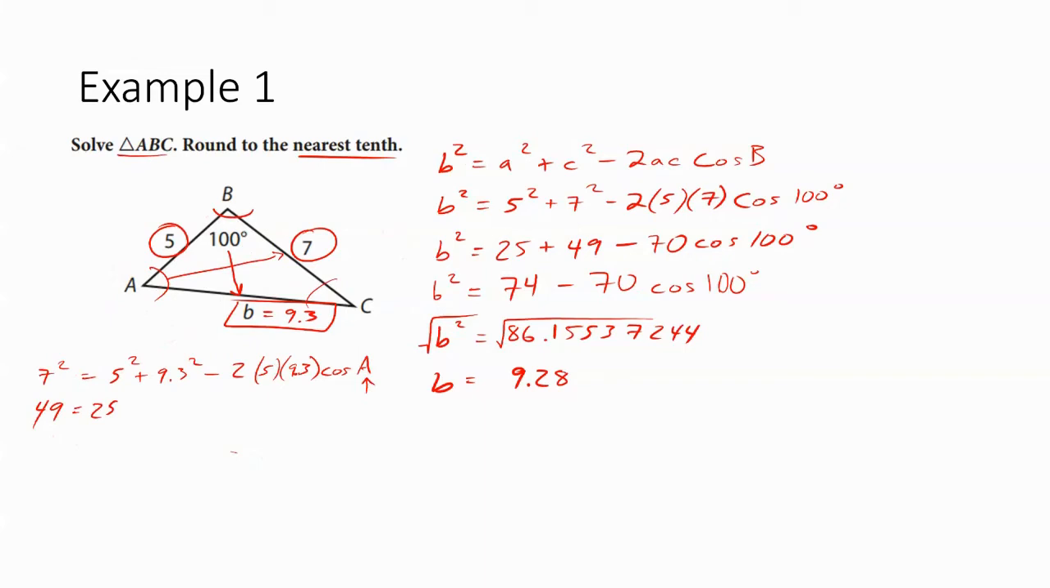9.3 squared. You got 86. And I know what you're thinking, Mr. Webb, this is really messy. Like, there's a lot going on. And I agree. This is as crazy as it gets.